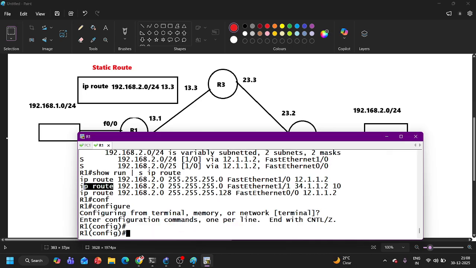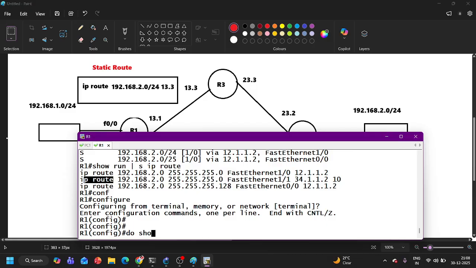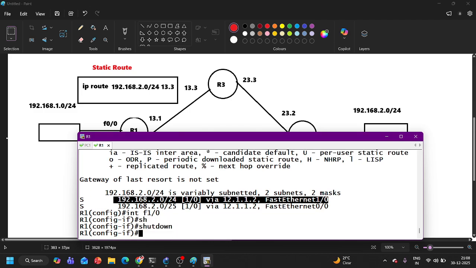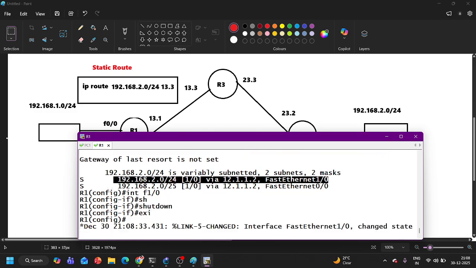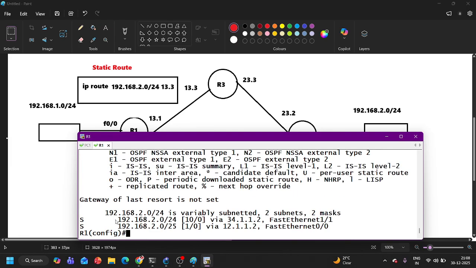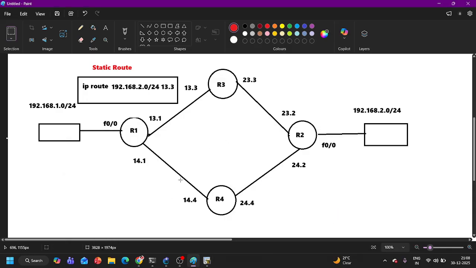As soon as I bring this interface down, let me show you the routing table again, do show ip route static. If I bring this interface down, this network is reachable through F0/1, interface F1/0, sorry. If I say shutdown, now this interface is down, and check the routing table now. In the routing table now you can see the path is automatically updated. Now the AD value is 10 and traffic is going via another router via the lower path, isn't it? Yes.